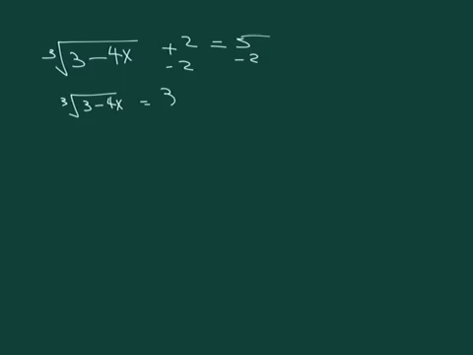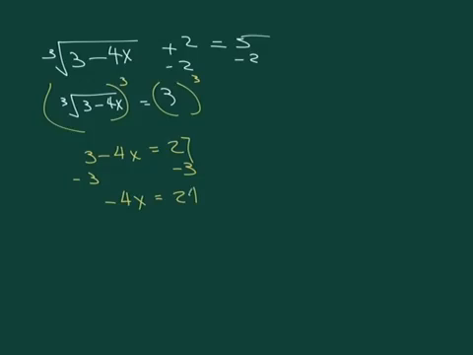Okay, now we're going to cube both sides. And nothing happens over here on the left except our radical sign goes away. 3 times 3 times 3 is 27. Okay, not too bad. Subtract 3 from both sides, and we get negative 4x equals 24. Divide by negative 4, divide by negative 4, and we get x equals 24 over 4 is 6. That negative makes it a negative 6.